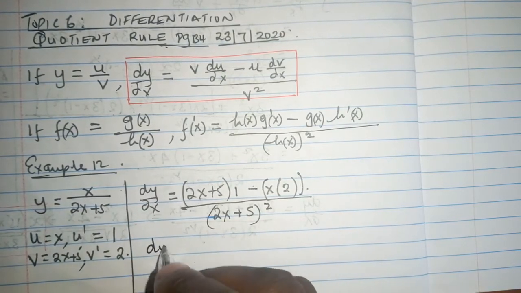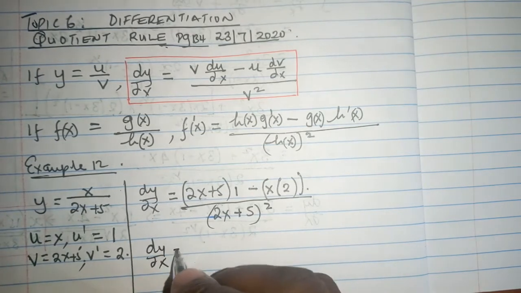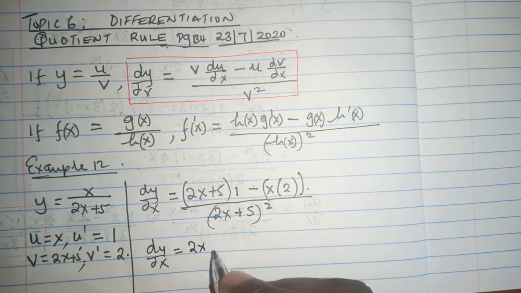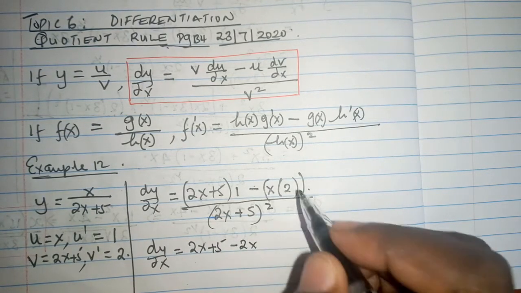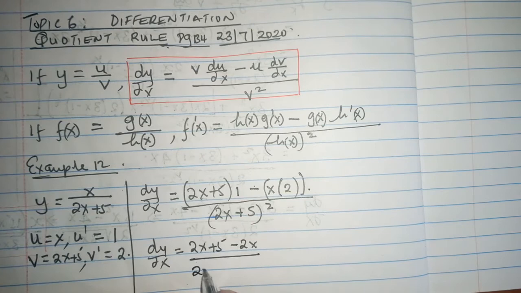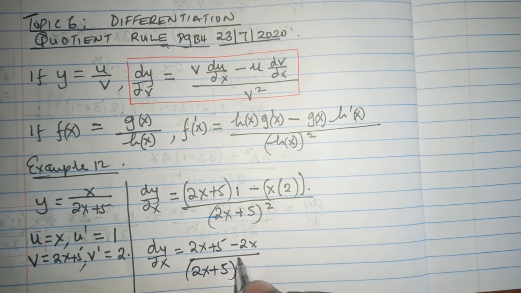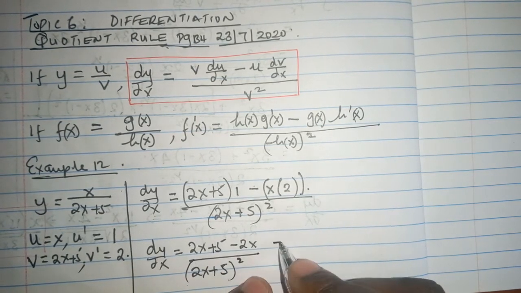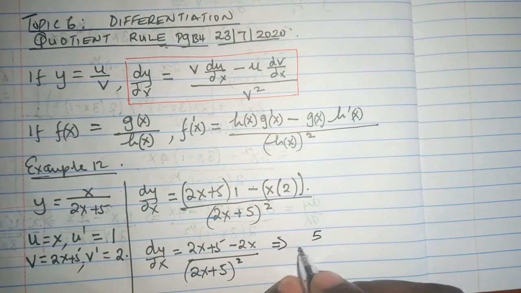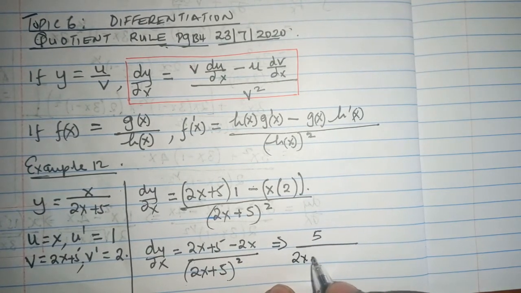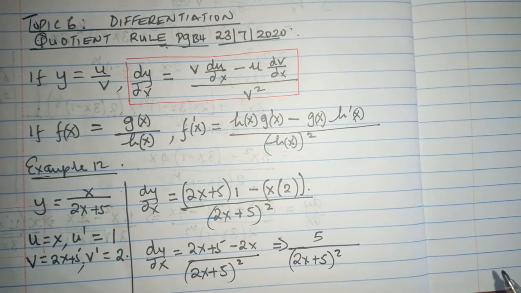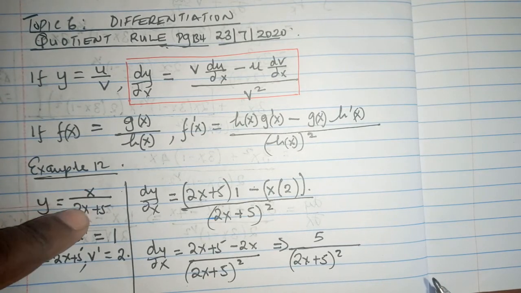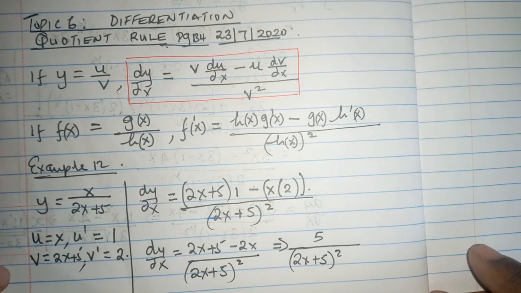And what does this give us? dy/dx becomes 2x plus 5 minus 2x, just opening that bracket, all over (2x plus 5) squared. Clean up the numerator a little bit and you have 5 all over (2x plus 5) squared. That is the derivative of the function x over 2x plus 5 using the quotient rule.